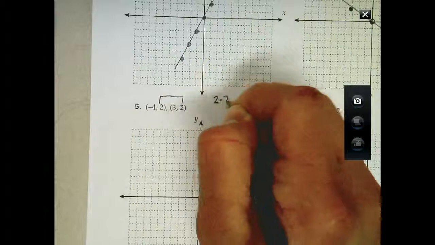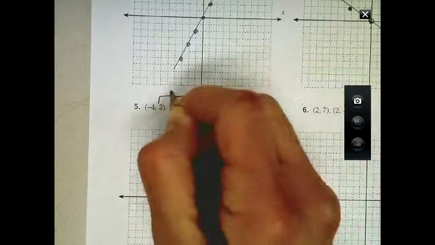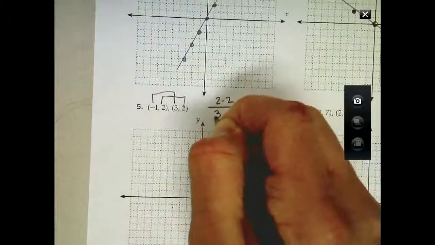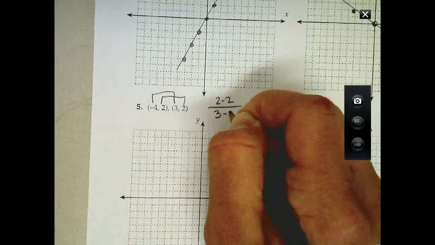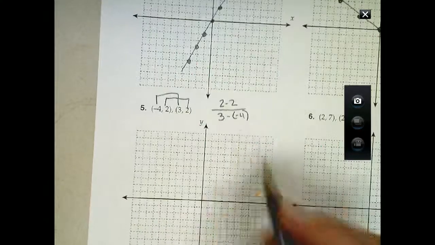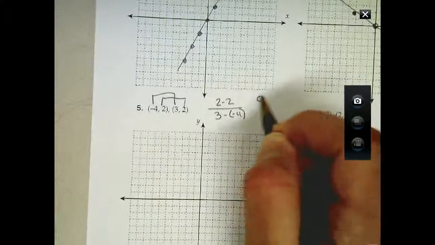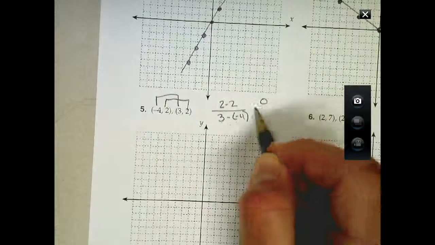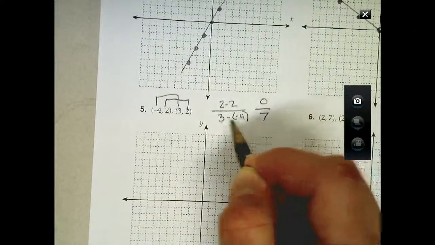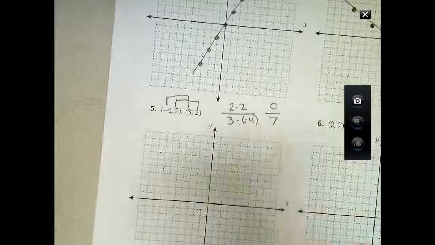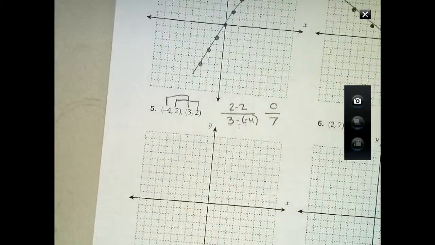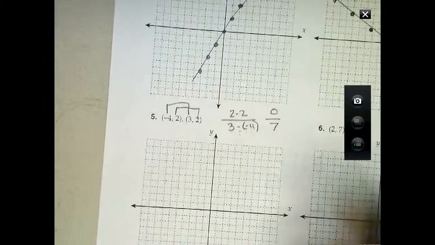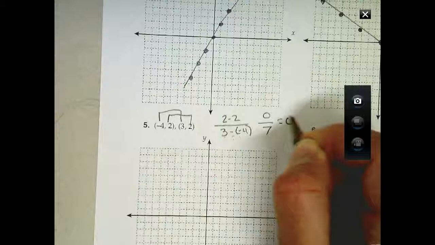Well, I have 2 minus 2 over 3 minus negative 4. 2 minus 2 is 0. 3 minus a negative 4, well, I'm going to have 7. 2 negatives are going to make a positive. Okay, in this case, remember I have 0 divided by 7. I can divide that, and it's going to be 0.